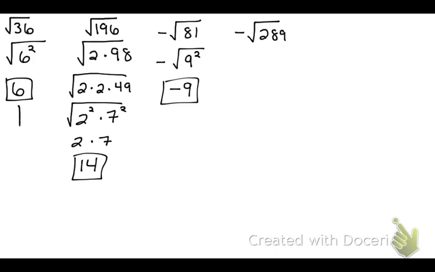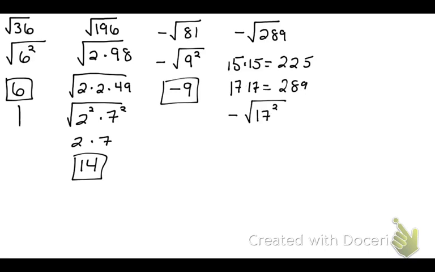Now this one's challenging because I don't know 289 offhand. But if I keep trying some numbers, like I know that 15 times 15 is 225. So that means 289 has to be bigger than 15. And if I test 17, 17 times 17 is 289. So the negative square root of 289 must be the same as 17 squared, which means I must have negative 17 as the negative square root of 289.